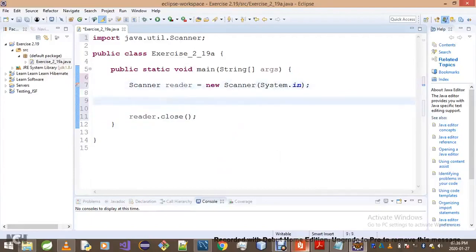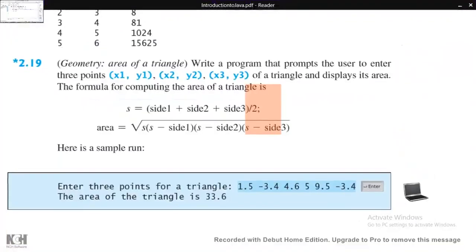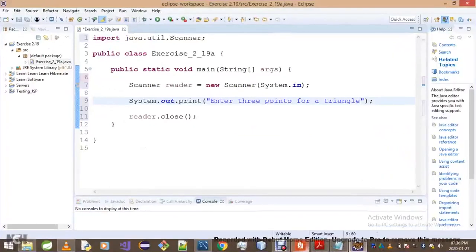Okay, so we'll simply say System.out.print, prompting the user to enter 3 points for a triangle. Let me check whether or not this is the right way of prompting our user. Oh, of course it is. I thought perhaps I should put x1, y1, x2, y2, and so on and so forth.